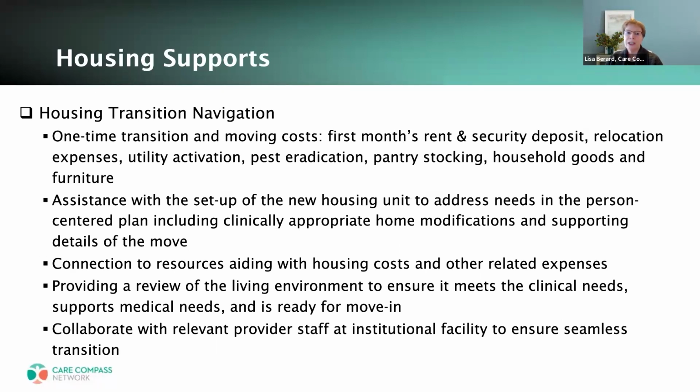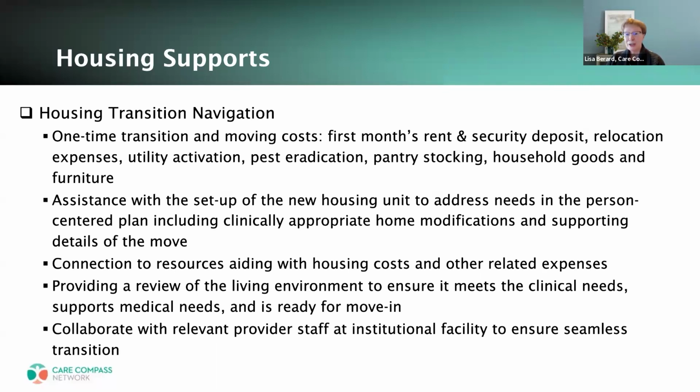Housing transition navigation services. So a one-time transition and moving costs can be covered, which would include their first month's rent and security deposit, relocation expenses, the activation of their utilities, any pest eradication that may be necessary, pantry stocking, household goods and furniture, which are services that we'll get to in just a moment. Assistance in setting up the new unit to address the needs that are identified in a person-centered plan, home modifications, and supporting all the details required in a move.